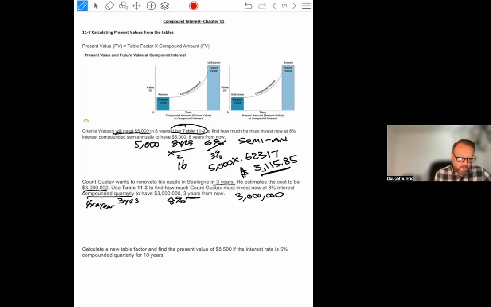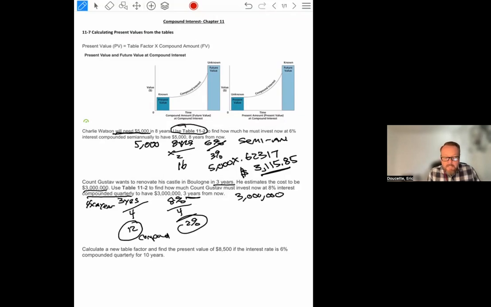So quarterly is 4 times a year. That means the 8% is figured over a year, but I'm going to be compounding it 4 times a year, so I divide the 8% by 4, and that comes out to 2%. So every time I compound it in a year, I'm going to compound it 2%. And if the 3 years is compounded 4 times every year, I have to multiply 3 by 4. So 3 times 4 is 12. So I'm going to be looking for 12 compounding periods at 2% each on my table.